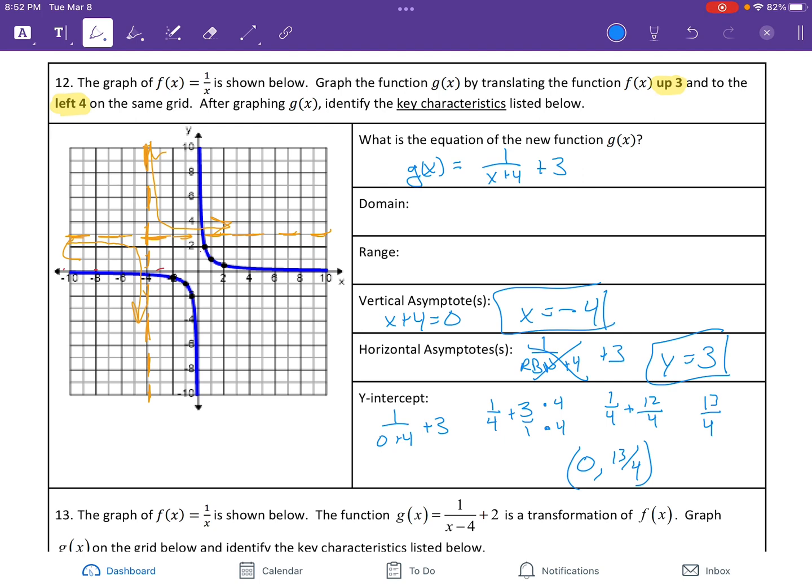All right, your domain is related to your vertical asymptote. So I have from negative infinity to negative 4, and negative 4 to positive infinity. Your range is related to your horizontal asymptote, negative infinity to 3, and 3 to positive infinity. And there we go.